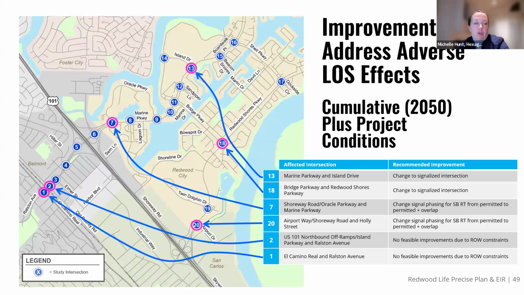The other two intersections that would be affected are within the city of Belmont on Ralston Avenue at El Camino, and then, actually, this is not pointing to the right location. It should be the 101 northbound ramps on Island Parkway, Ralston Avenue. At those intersections, there are no feasible improvements due to right-of-way. And the city of Belmont came to the same conclusion and identified adverse impacts that couldn't be improved when they did their most recent general plan update. Next slide.